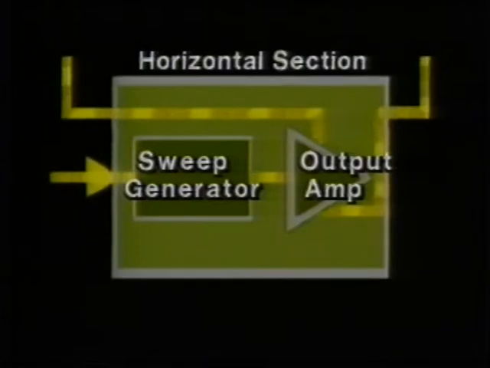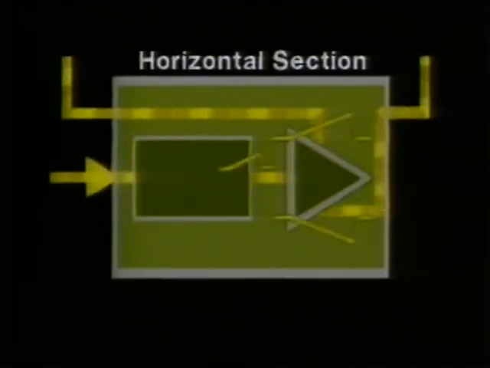The sawtooth signal that's produced by the sweep generator is fed to the next block in the system, the horizontal output amplifier. It amplifies the sawtooth signal to a level sufficient to deflect the beam horizontally across the entire face of the CRT.